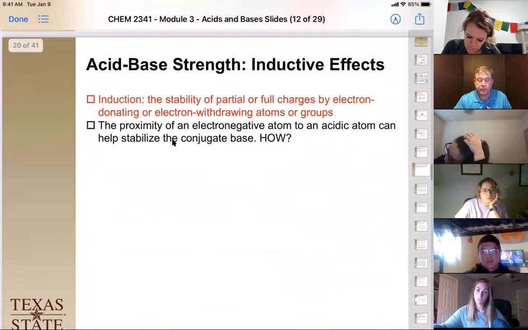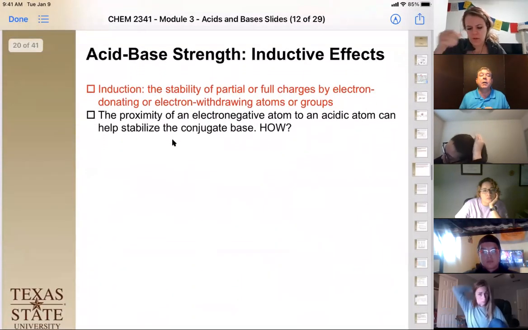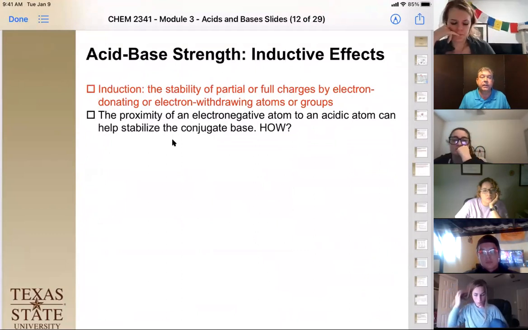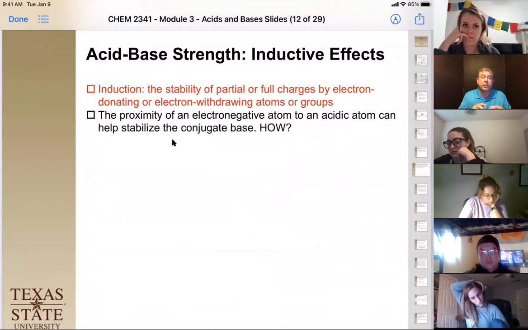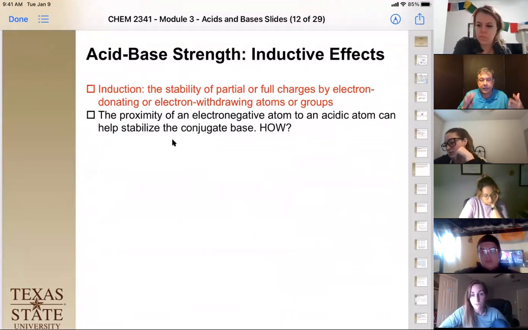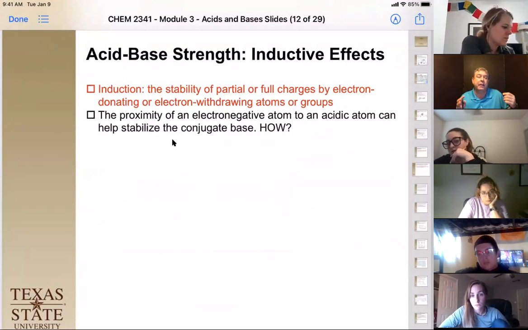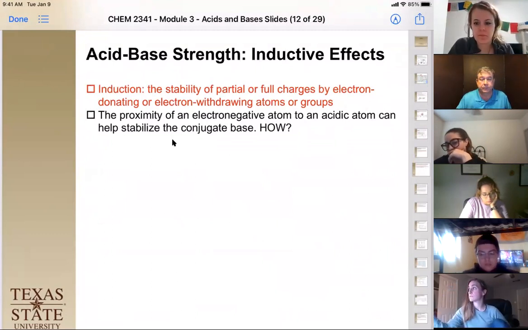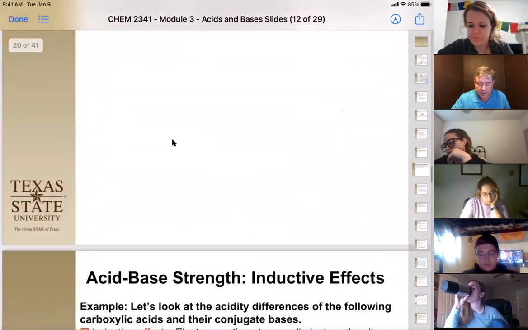Okay, so now let's go to our second effect. Our second effect is what we call inductive effects. Inductive effects are where we can stabilize partial or full charges by electron donating or withdrawing groups, meaning that if you can pull electrons away from something, it means it'll have less of a negative charge. Okay, so let's see how that works.